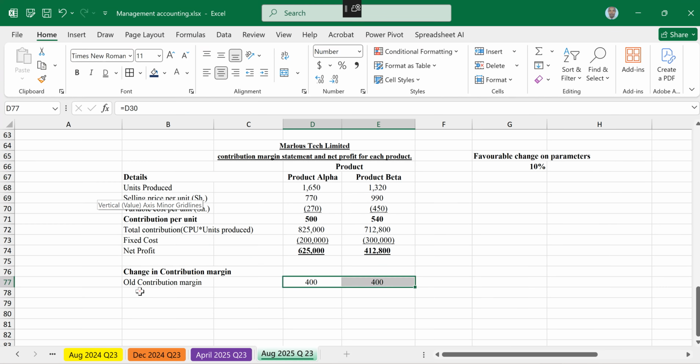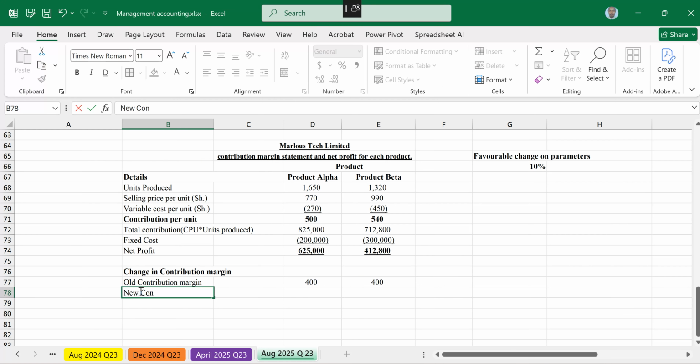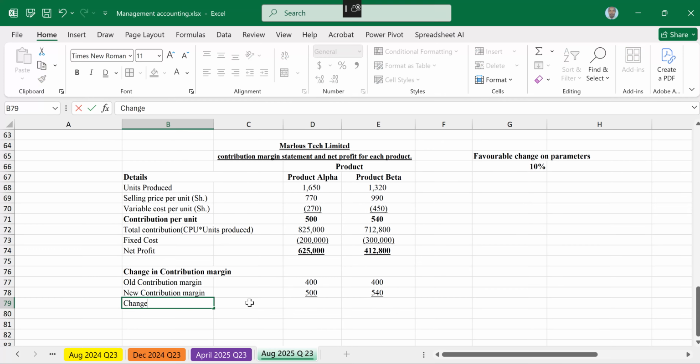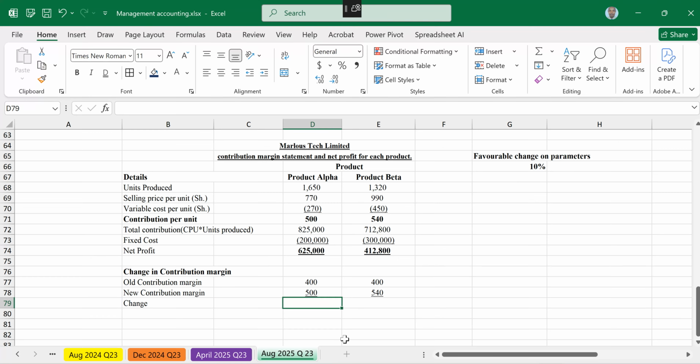New contribution margin. What is the new contribution margin? Equal sign, click on 500, and the other one is 540. Get the change. Now the change is increasing. That would be 500 minus 400, you can see it's increasing by 100. The other one is also increasing by 140.